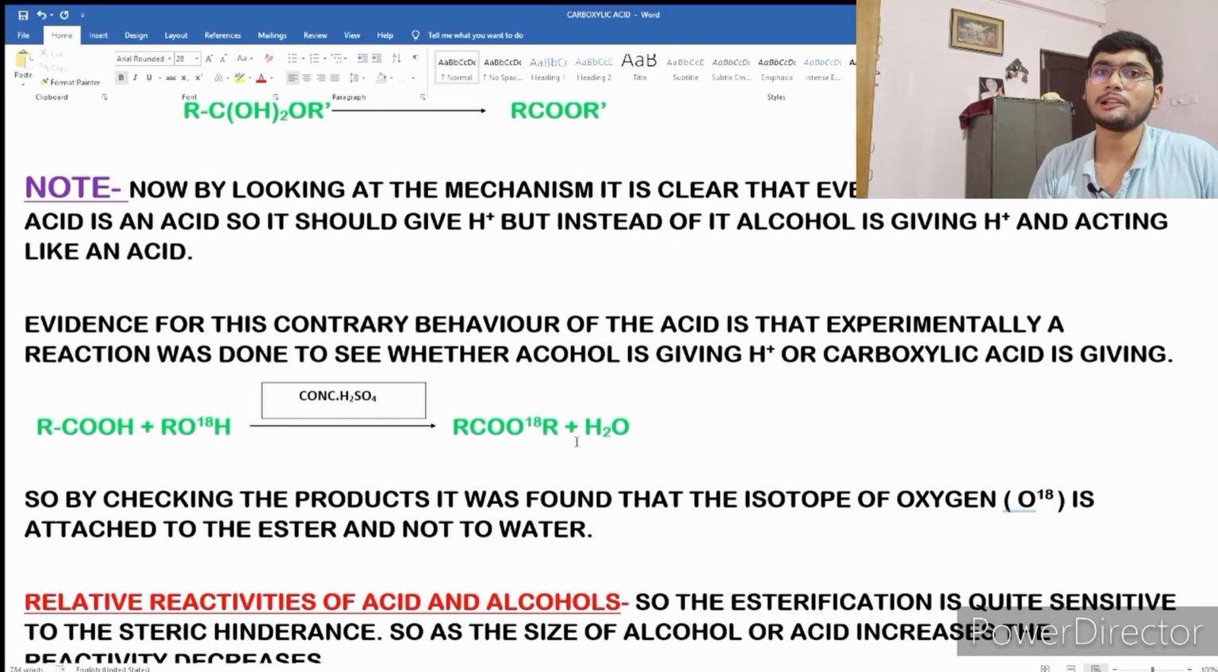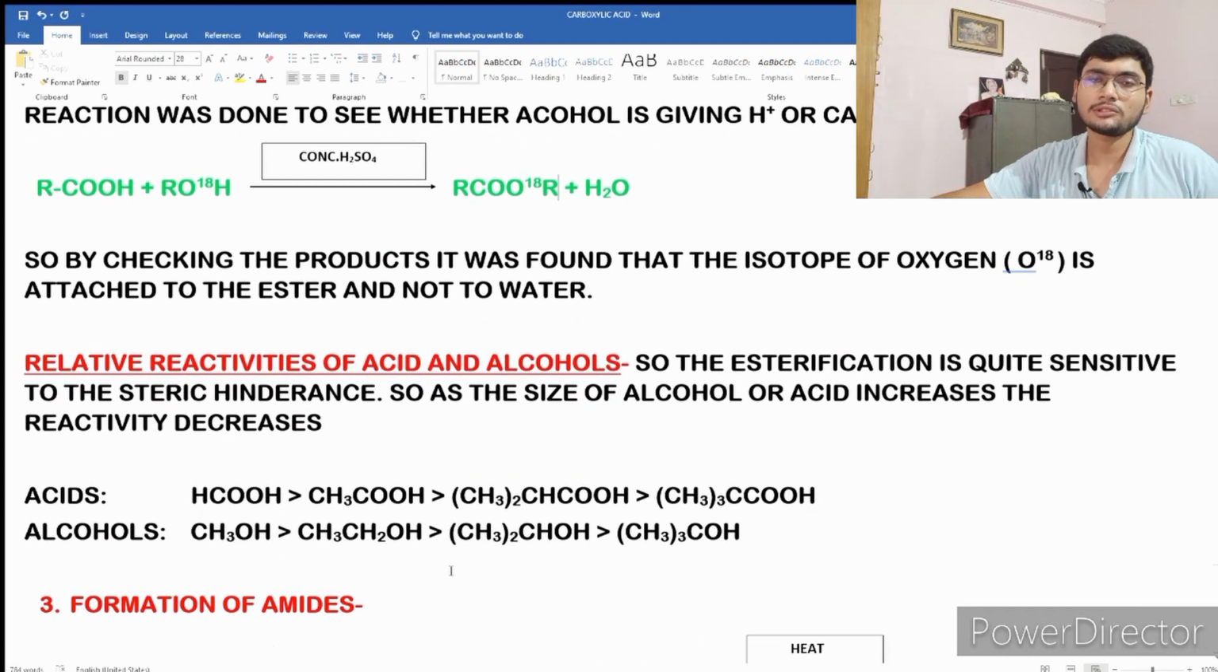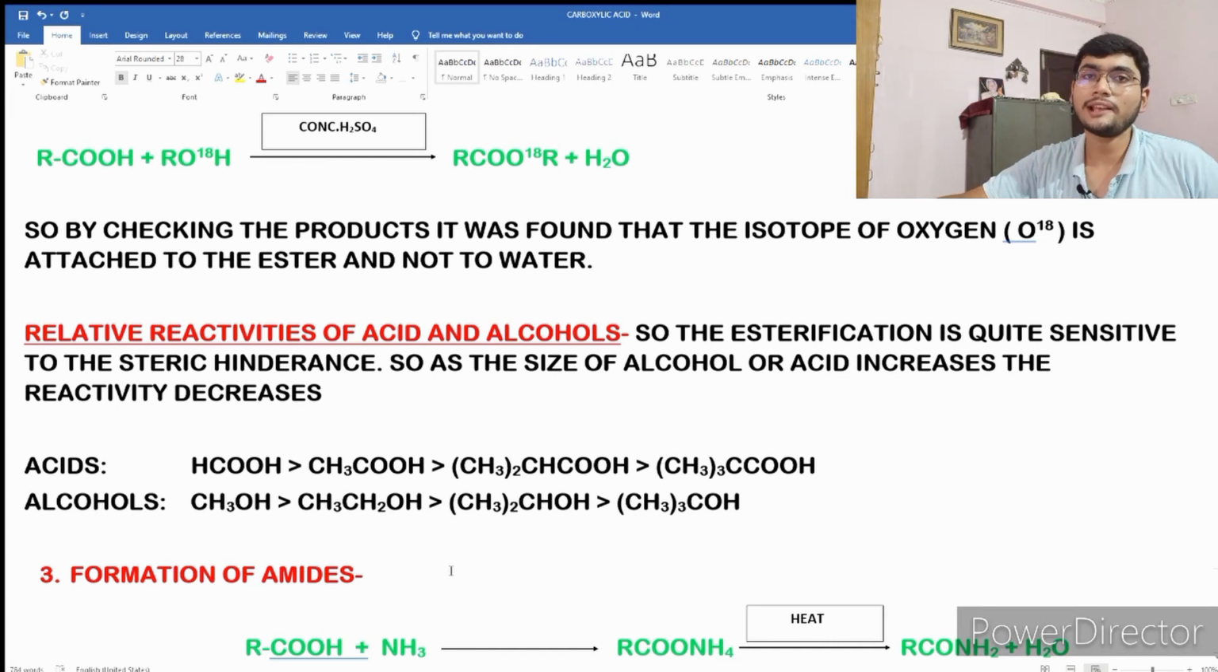This is found experimentally, so that's why it is believed that the alcohol is giving H plus and the carboxylic acid is giving OH. So this is a very interesting point you should keep in mind. By checking the product, it was found that the isotope of oxygen is attached to the ester and not to water. Now there are some trends of reactivity also for acid and alcohol.